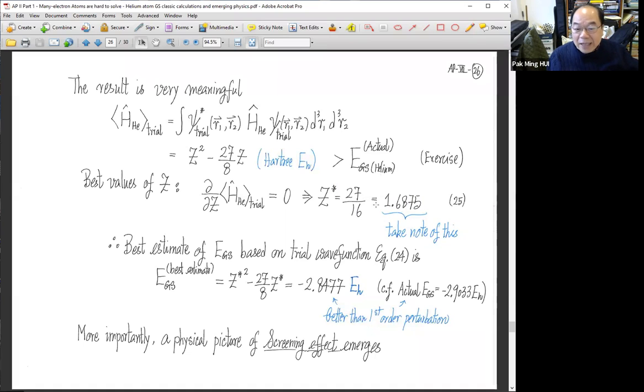All right. Now, we will interpret this Z star, the best optimum value of Z, a bit later. Okay. So let's estimate the best variational ground state energy. We plug the optimum value back into the expectation value expression. So this is the estimate. Plug it in, we get this number, minus 2.8477 Hartree. Okay, now immediately you see it is better than the first order perturbation result, right?